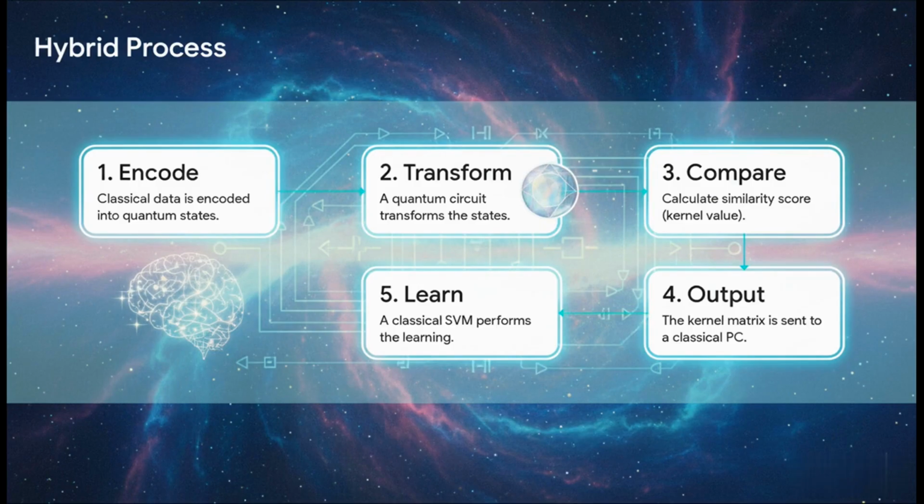The quantum computer does the really hard part. It encodes the data, runs it through a quantum circuit to transform it, and then calculates the similarity between all the data points in that massive quantum space. This spits out something called a kernel matrix, basically a grid of similarity scores. And then this matrix gets handed back to a classical computer, which uses a powerful, well-understood algorithm like a support vector machine to do the final learning and classification. It's such a cool partnership.